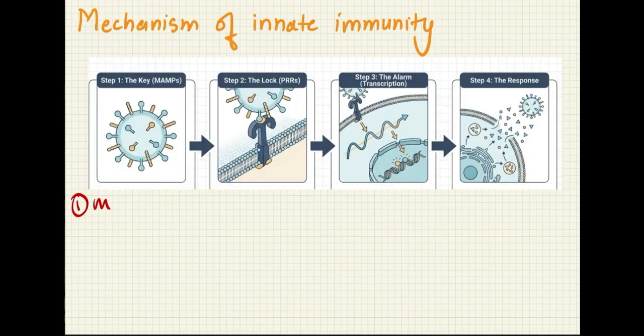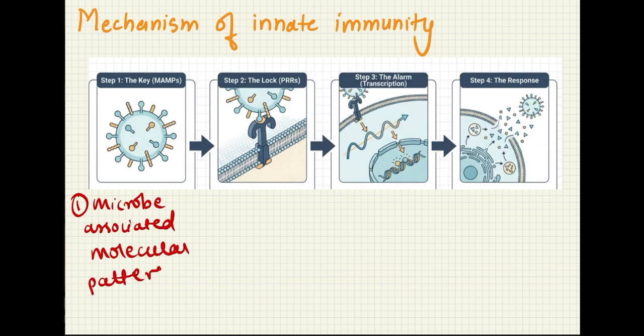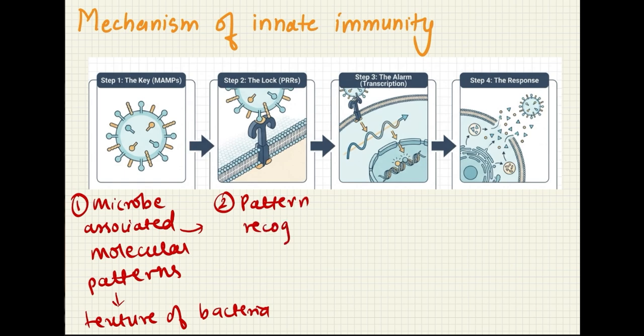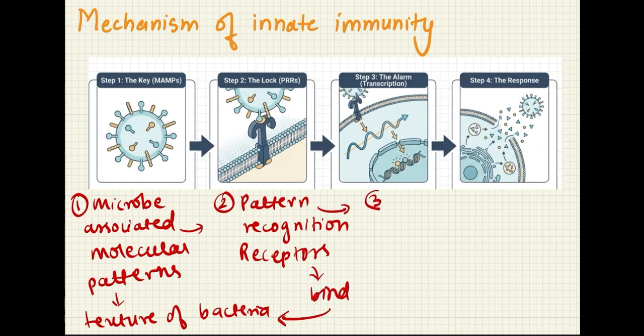This sequence brilliantly illustrates the immediate cellular alarm of the innate system we just identified. It progresses in 4 calm, highly calculated steps. Step 1 is the breach. Microbe-associated molecular patterns, or MAMPs, which are essentially the physical textures of a bacterium, enter the environment and act as a foreign key. In step 2, the host's lock attaches. Pattern recognition receptors physically bind to those invading MAMPs.